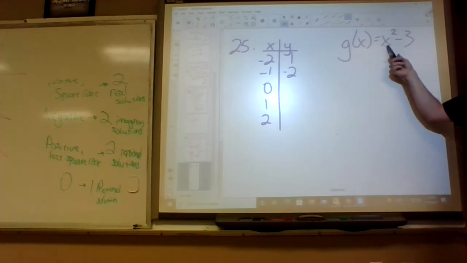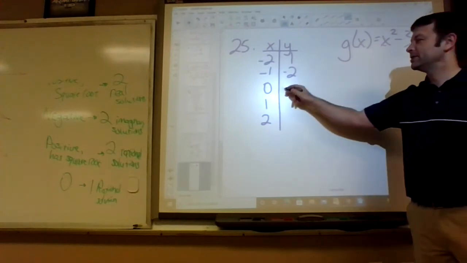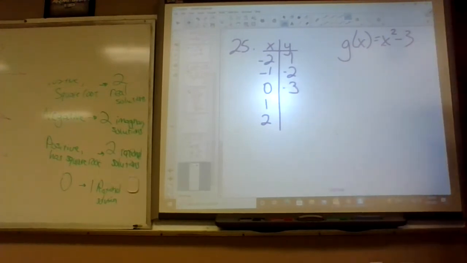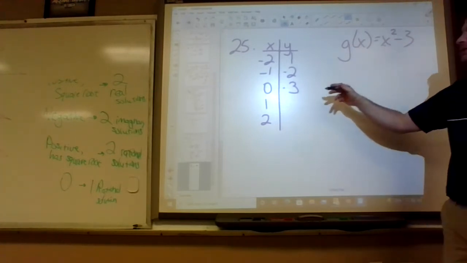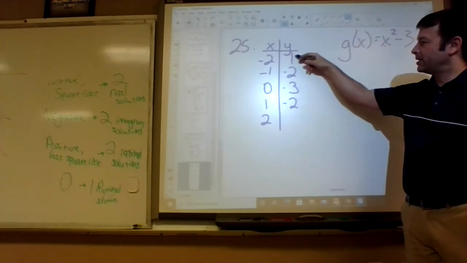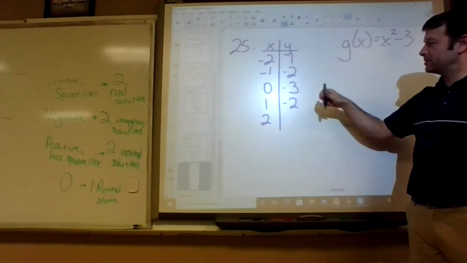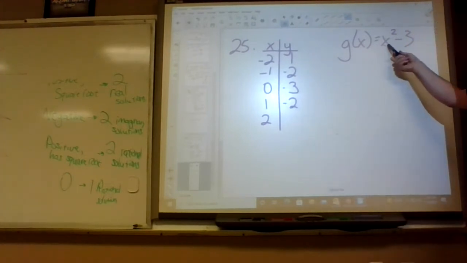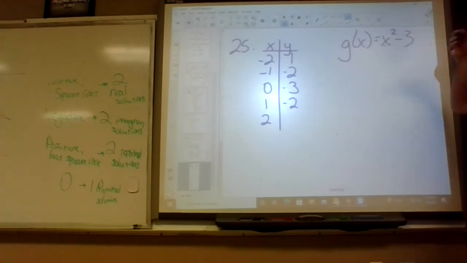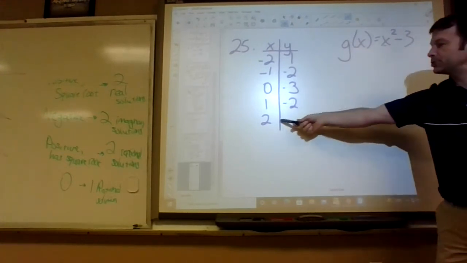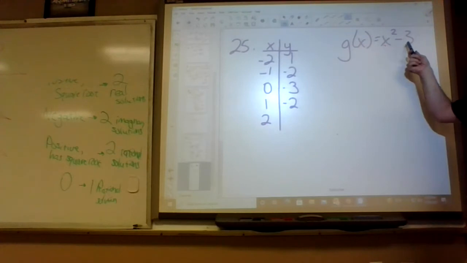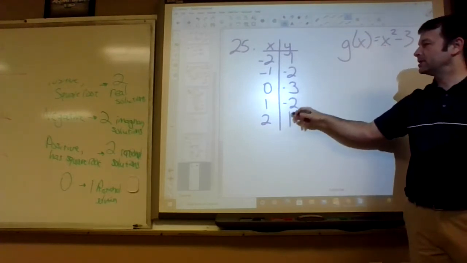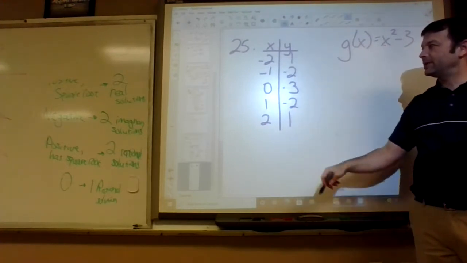What is 0 squared? 0. Minus 3, negative 3. 1 squared is 1, minus 3, negative 2. 2 squared is 4, minus 3 is 1. Got some symmetry here, right?